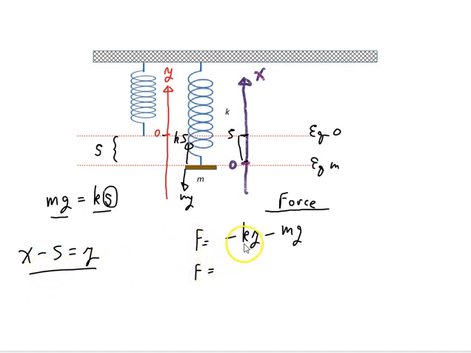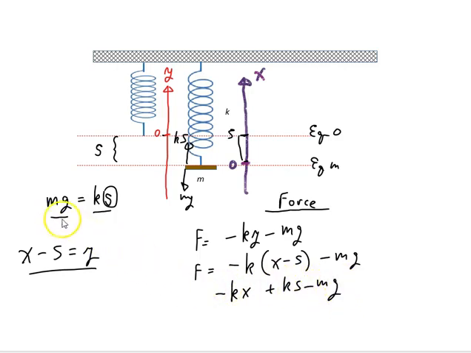In any case, let's get the force in terms of x instead of y. So I have minus ky, which is x minus s. And then I have my minus mg. Now I have minus kx plus ks minus mg. But notice that ks minus mg is 0. So I get my spring force is just minus kx. In other words, the spring force is the same as you would have if the spring was horizontal. We're just measuring x from the shifted equilibrium position.